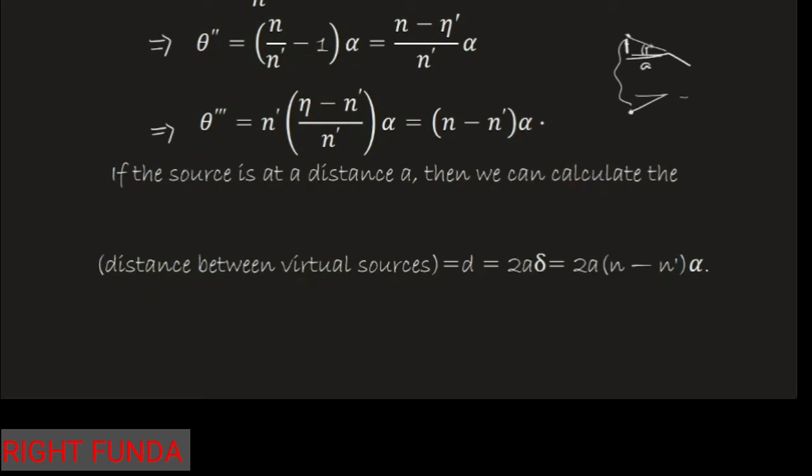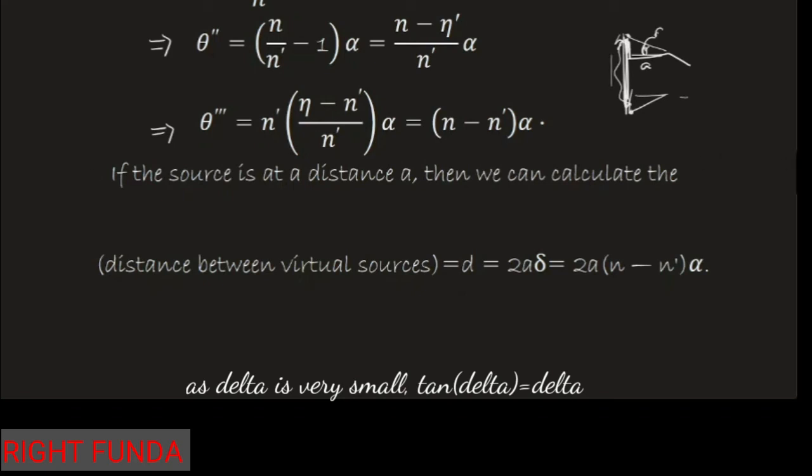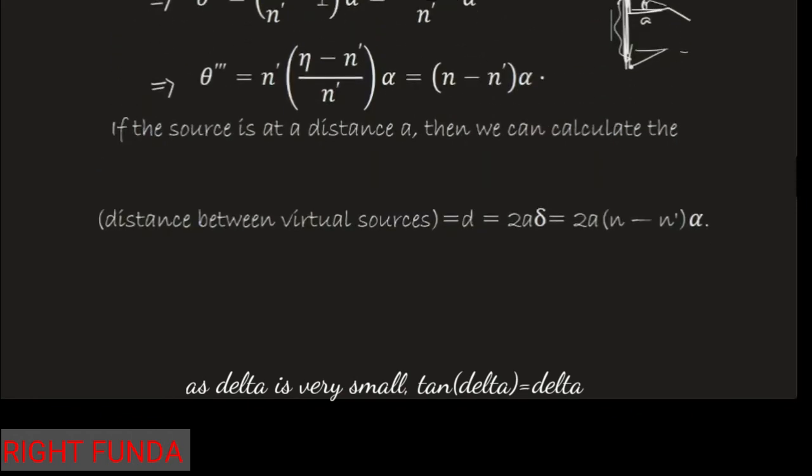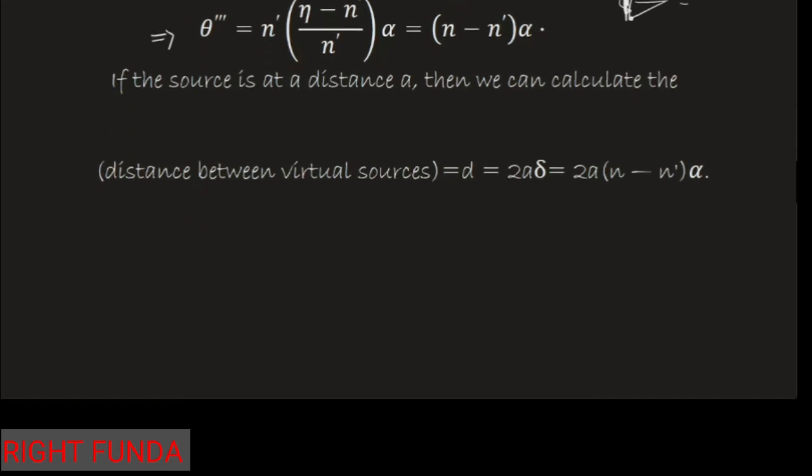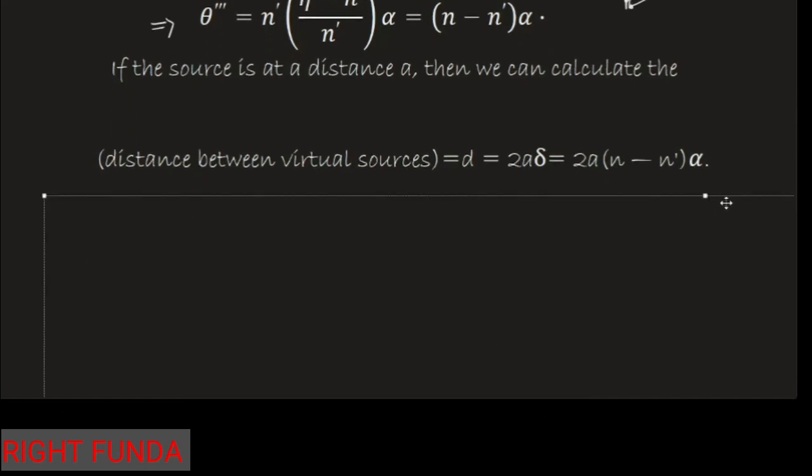If the distance is a and this angle is delta, then this is equal to a delta, and this is equal to a delta. So the separation between them is equal to a delta. I take two points and one ray, which is refracted by the first prism and the second prism. So I get d equal to 2a delta, and delta is equal to (n minus n dash) into alpha, which we can calculate from these equations. We substitute that, and then I can obtain the d value.